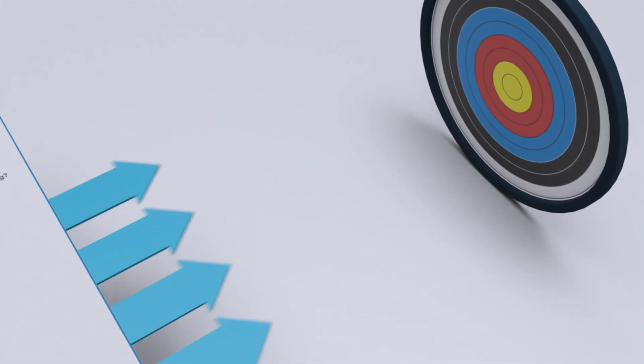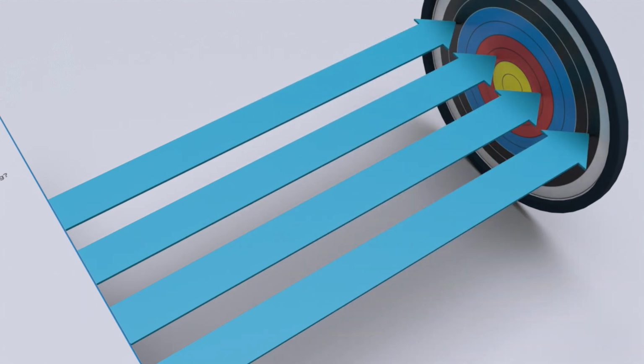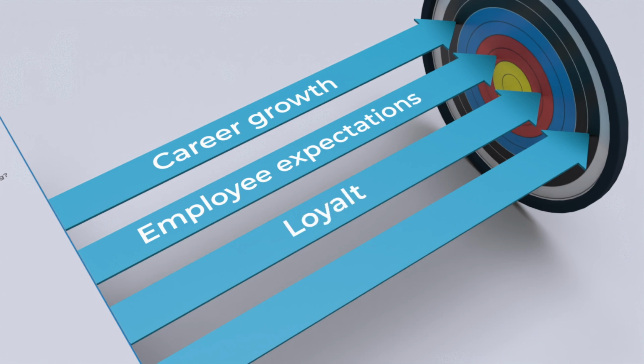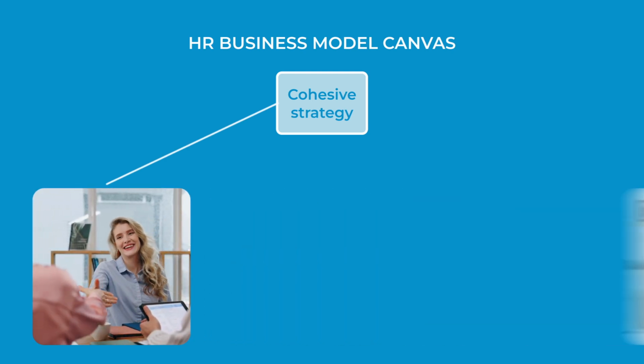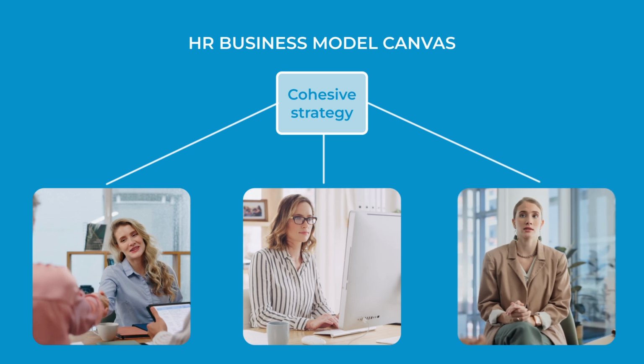This could mean developing specific training and development programs that support career growth and meet employee expectations, ultimately fostering loyalty and productivity. Implementing the HR Business Model Canvas involves mapping out these elements to form a cohesive strategy that addresses everything from employee onboarding to professional development and conflict resolution.